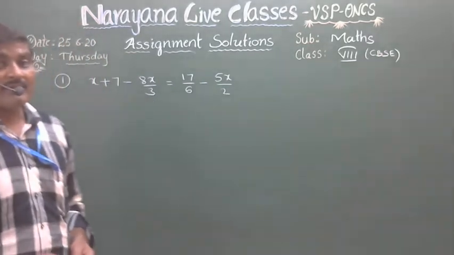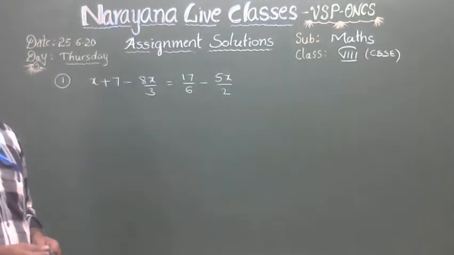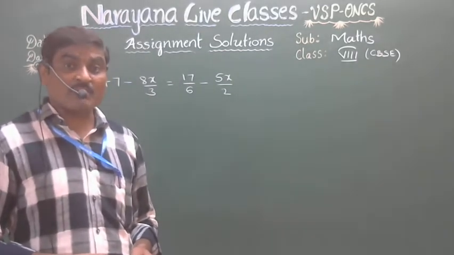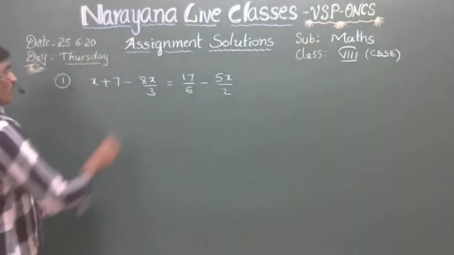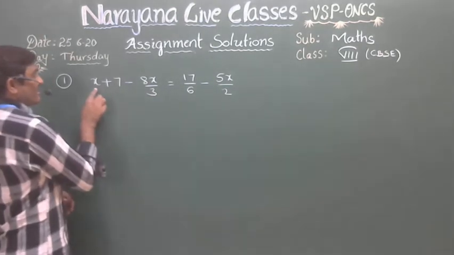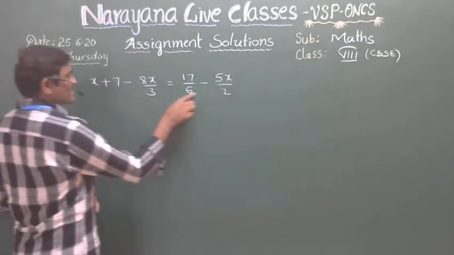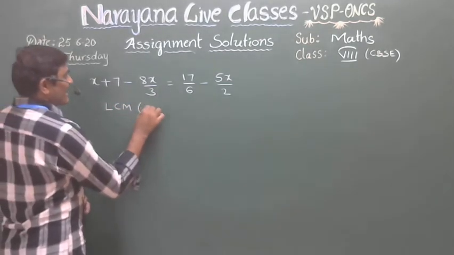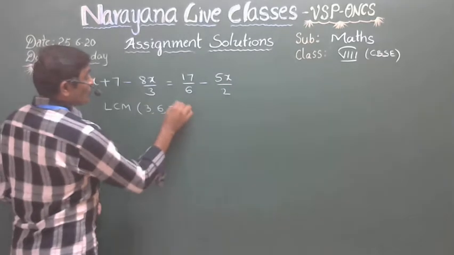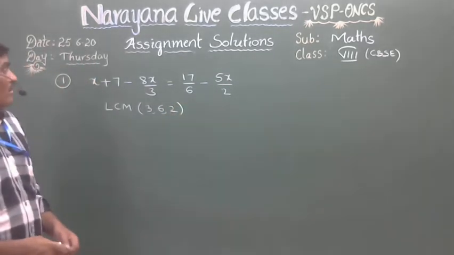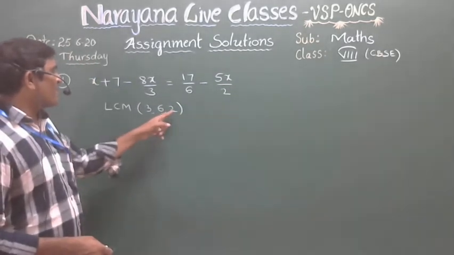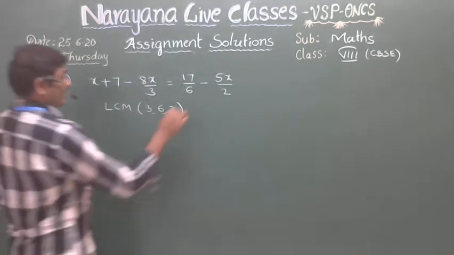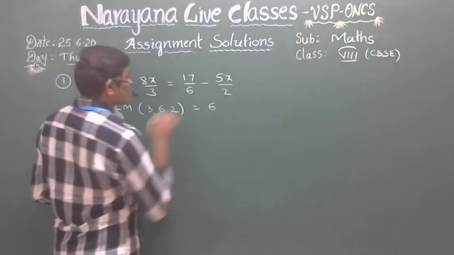So this equation contains fractions. We know that when we have fractions, first take the LCM of the denominators. Now here the denominators are 1, 1, 3, 6, 2. So LCM of 3, 6, 2. It is very clear, 6 is a multiple of 2 as well as a multiple of 3. That's why LCM is 6 directly. LCM is equal to 6.